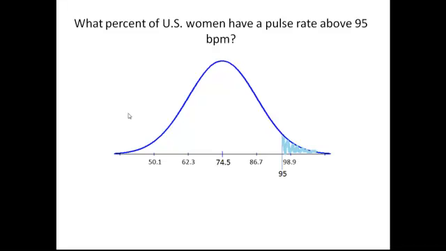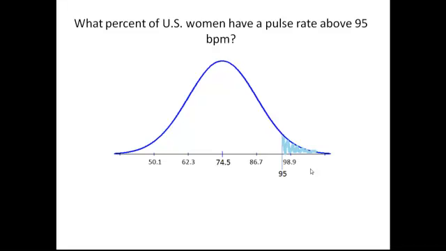What percent of U.S. women have a pulse rate above 95 beats per minute? It's a slightly different question. We want to know the area to the right of 95, and you can see here I've shaded in with this light blue color to indicate we're interested in this area to the right of 95. To me it looks like it's going to be a rather small percent. It doesn't really cover much of the curve, so we're going to expect a smaller percent for this answer.